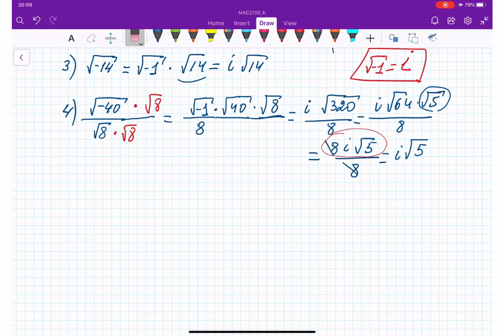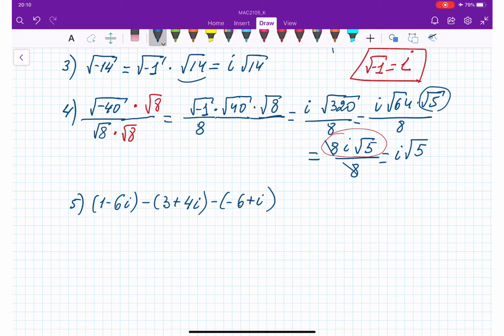Question number 5. So 1 minus 6i minus 3 plus 4i minus negative 6 plus i. Let me double check, make sure I didn't miss anything. 1 minus 6i minus 3 plus 4i minus negative 6 plus i.